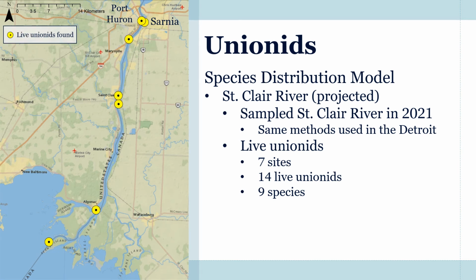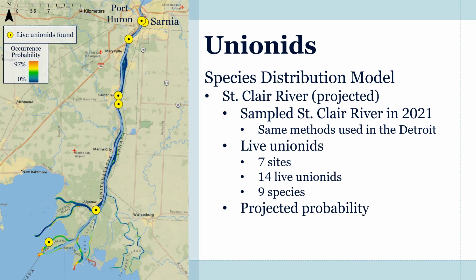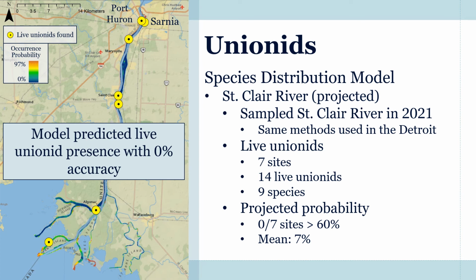Now, using the sites where unionids were present in the St. Clair River, we can assess the projected model. Please remember that a majority of our Detroit River unionid presence sites had an occurrence probability greater than 60%. Well, unfortunately, 0 out of these 7 unionid presence sites had an occurrence probability greater than 60%. In fact, the mean occurrence probability for these 7 sites was just 7%. So now in big, bold letters, the model created from the Detroit River data predicted live unionid presence in the St. Clair River with 0% accuracy.